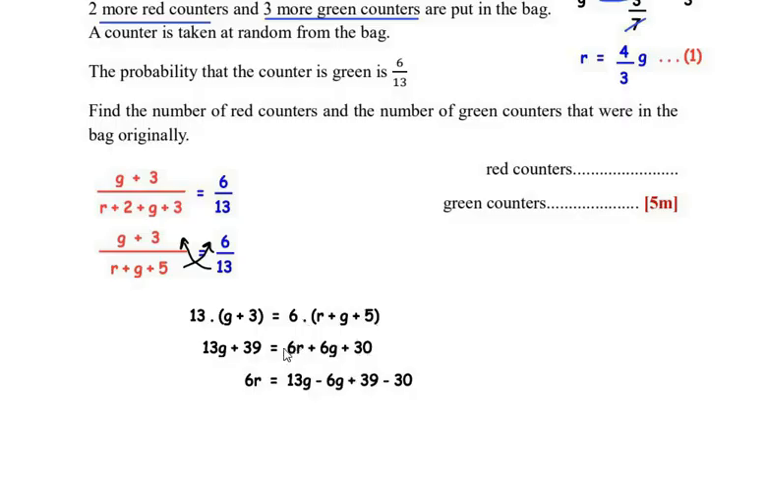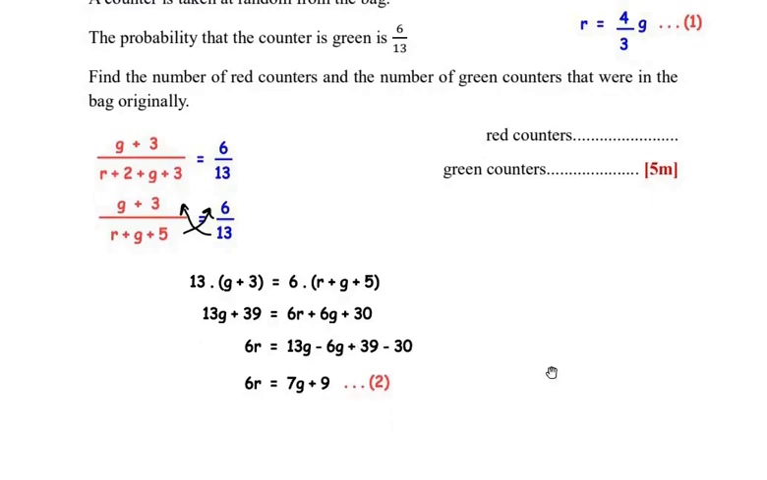Now let us make r as a subject. So we are going to take plus 6g and plus 30 on the other side of equal to sign, giving us 6r is equal to 13g minus 6g plus 39 minus 30. So further simplifying this, we get 6r is equal to 13 minus 6g gives us 7g, and plus 39 minus 30 gives us plus 9. And let us consider this as equation 2.